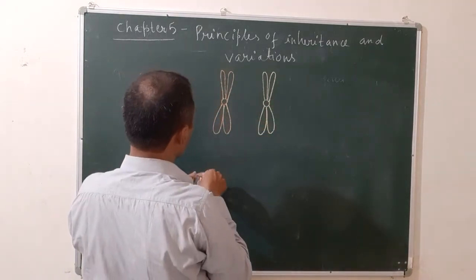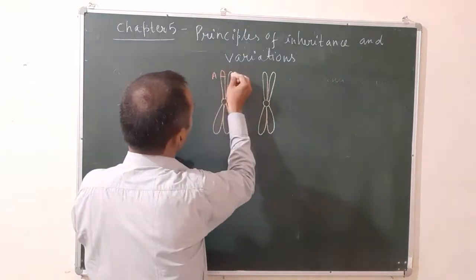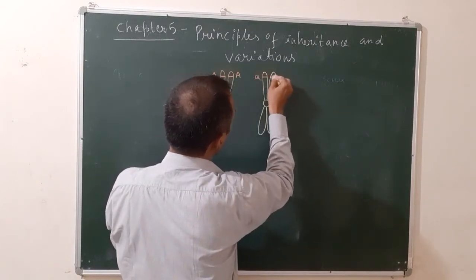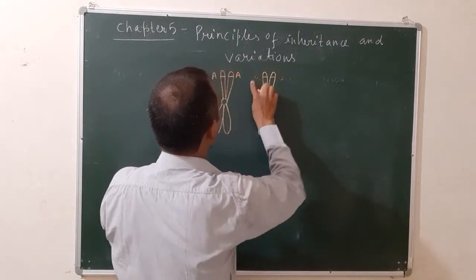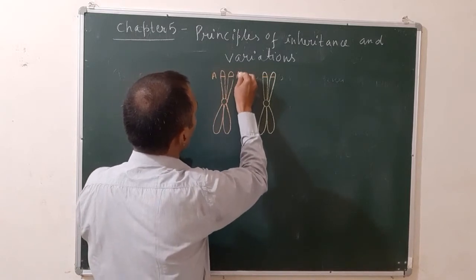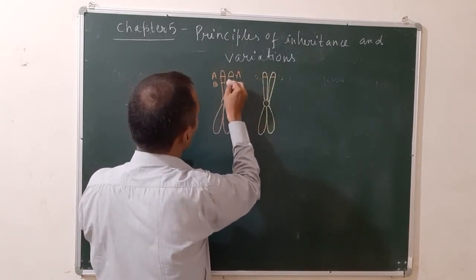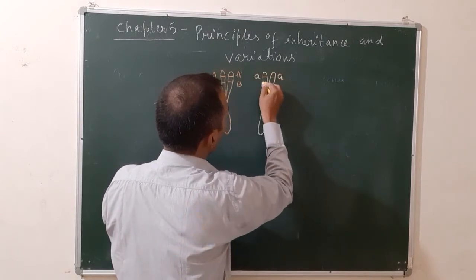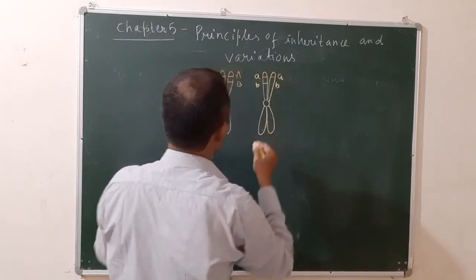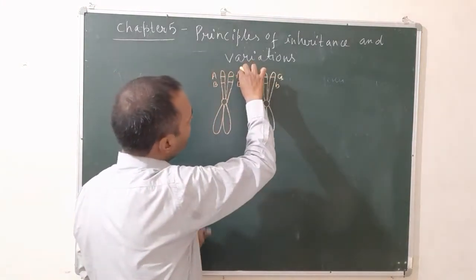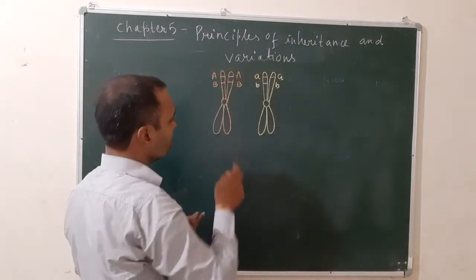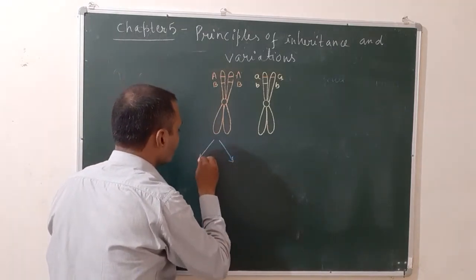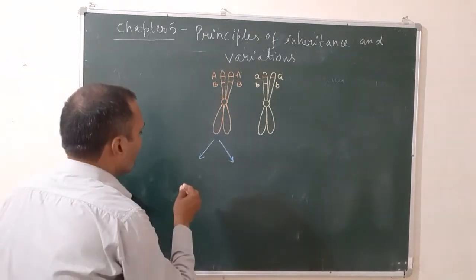So the genes are capital A, capital A, capital B and capital B. In this case, small a, small a, and small b and small b. In absence of crossing over, because the genes are closely located, there is no crossing over between the two non-sister chromatids. As a result, the gametes produced by this organism contain chromosomes with only parental combinations.